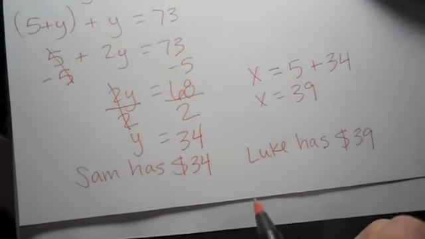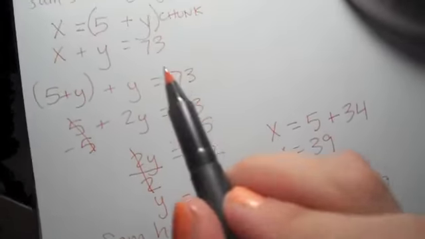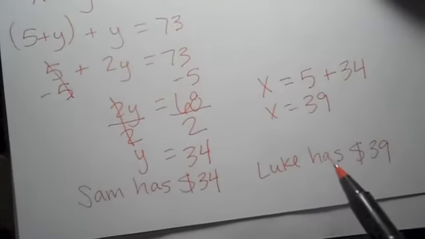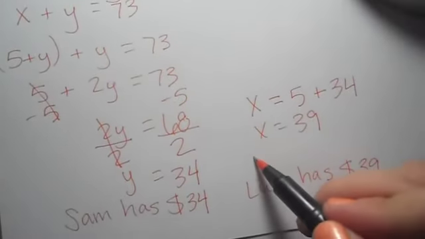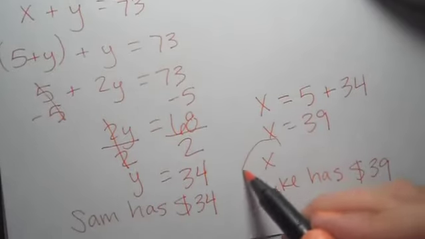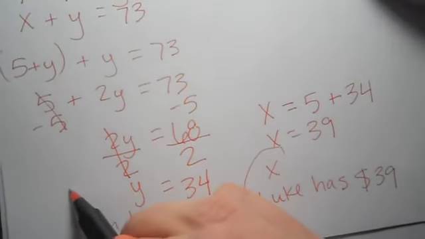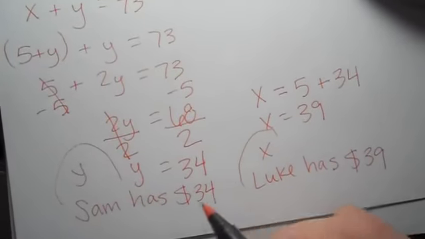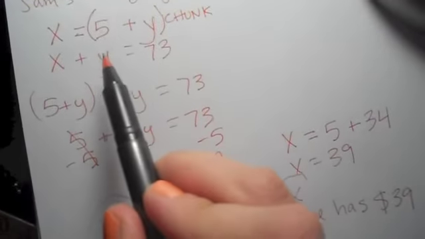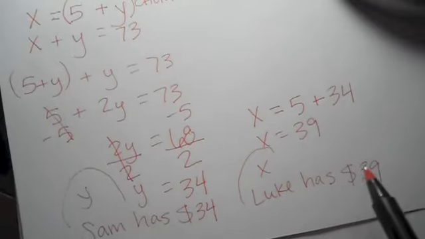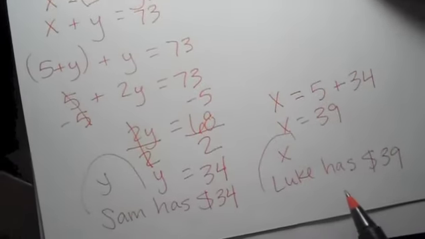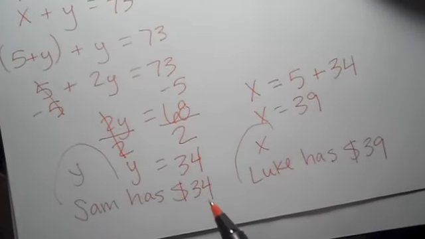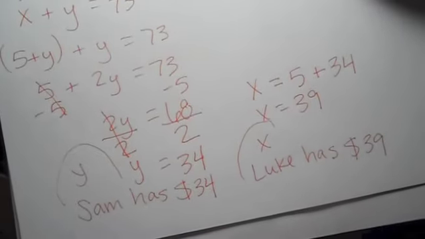Now if we get to this point and you're not feeling certain about your answer, how can you check it? You can check it by plugging them back into here. So Luke was X and Sam was Y, right? So if we plug Y, 34, here, and X, 39, here, we should get 73. Is 39 plus 34 73? It sure is.